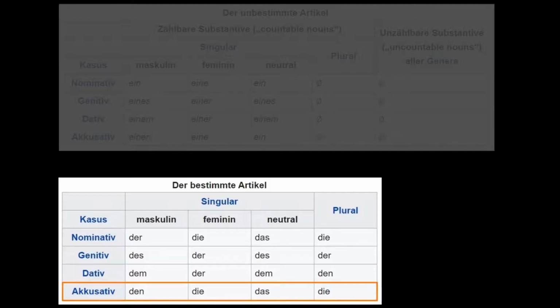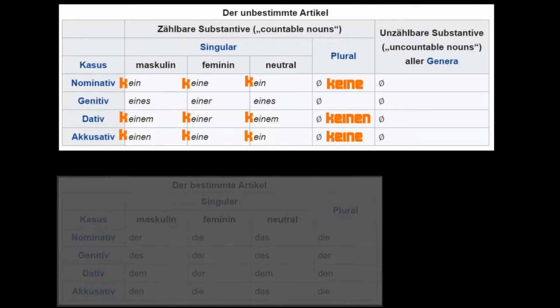Akkusativ. Ich sehe den Stift. Ich sehe die Lampe. Ich sehe das Buch. Plural, again, they all have the same article. Ich sehe die Stifte. Ich sehe die Lampen. Ich sehe die Bücher. And for the negative article, we just slap a K in front of the indefinite article.